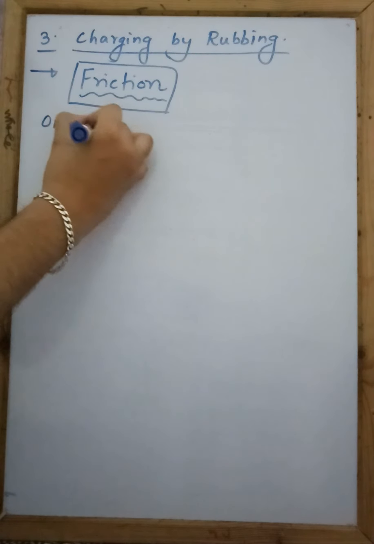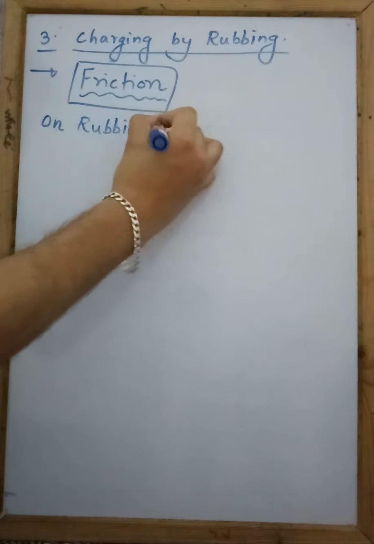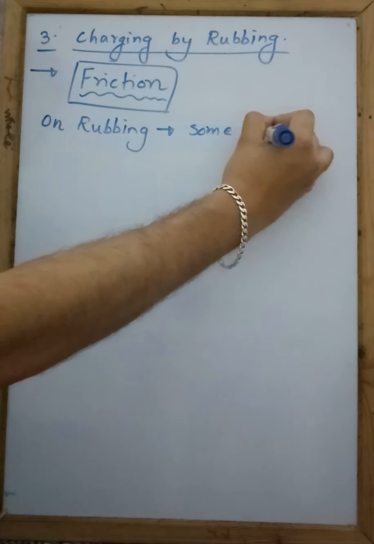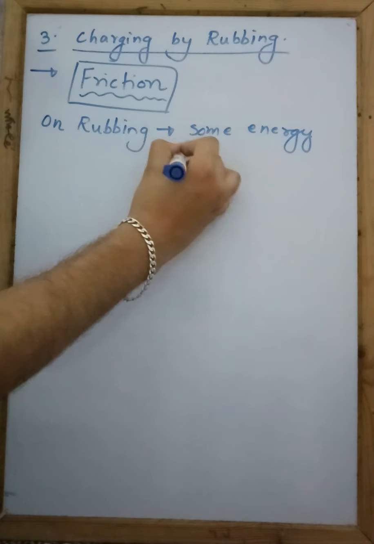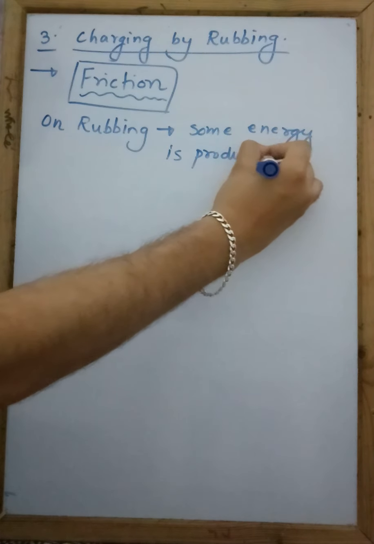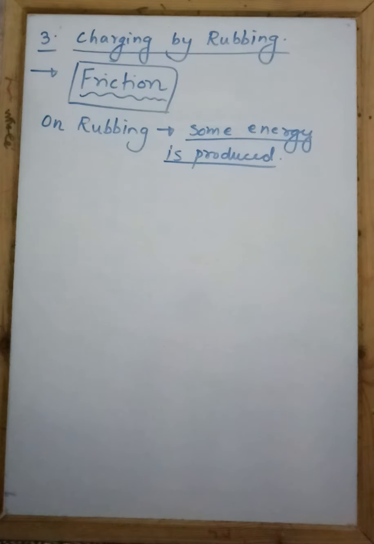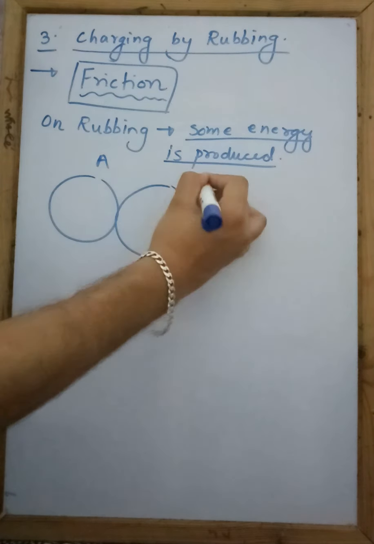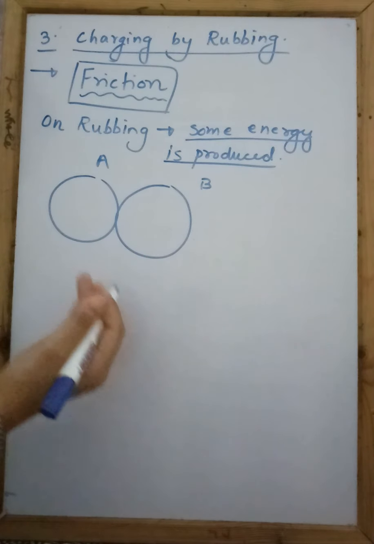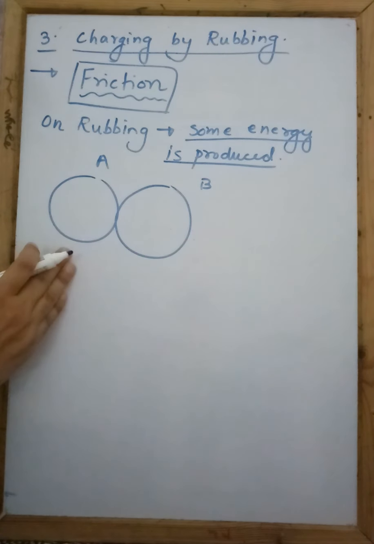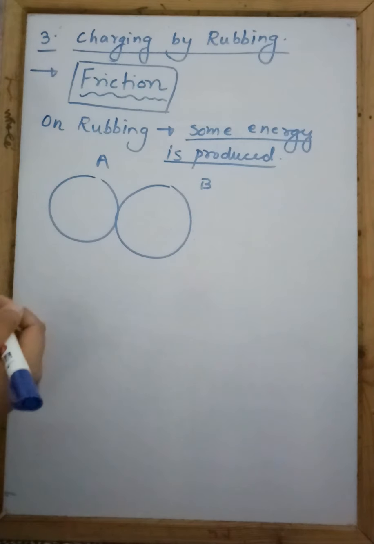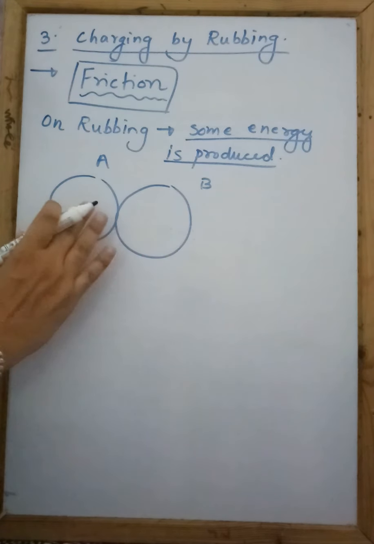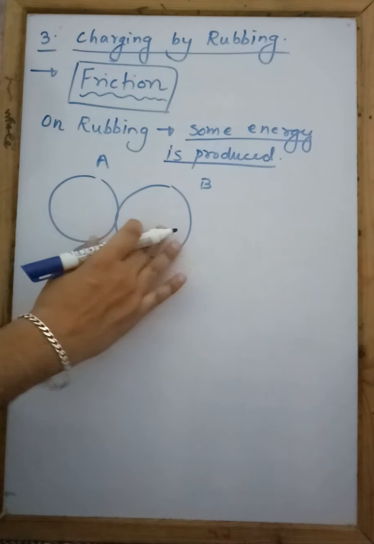In the same way, when we rub two bodies, some heat is produced. Some energy is produced. So on rubbing, some energy is produced. Now let us suppose there is body A and there is body B, and I am rubbing these two. Both of them are neutral bodies. A is neutral, B is neutral, and I am rubbing them together, and they must be different bodies. It cannot happen with the same bodies. They have to be of different natures.